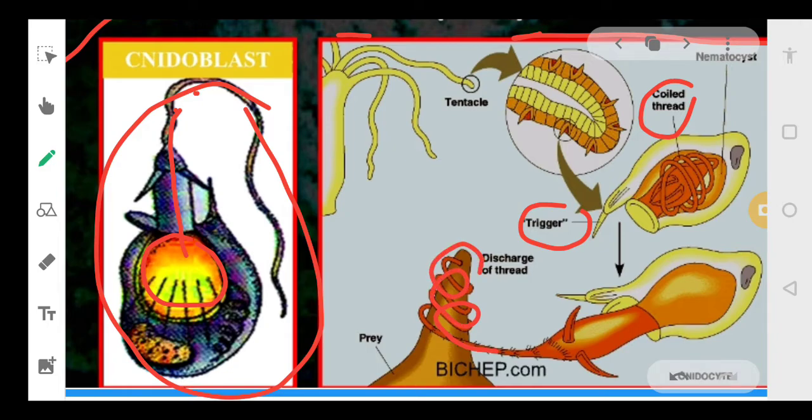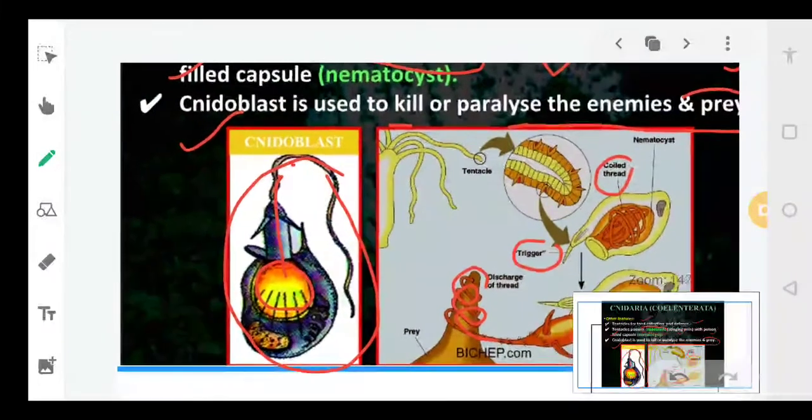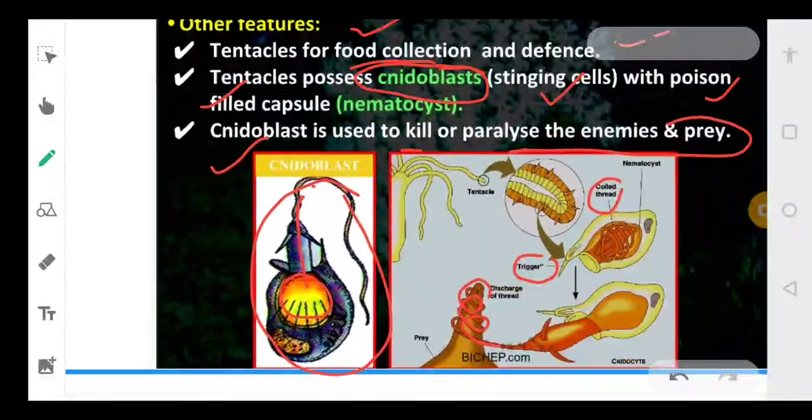These cells will circle around the prey, and then they will inject the chemical, or the poison, into the body, and the prey will die, or it will become paralyzed, so that it can be easily engulfed into the mouth.